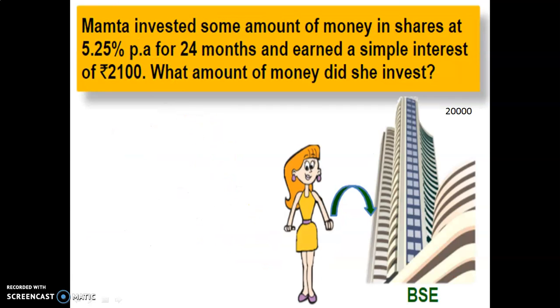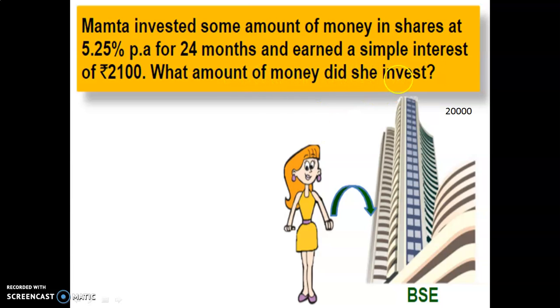So the next question is, Mamta invested some amount of money in shares at 5.25% per annum. Clearly given per annum. For 24 months and earned a simple interest of rupees 2,100. What amount of money did she invest?